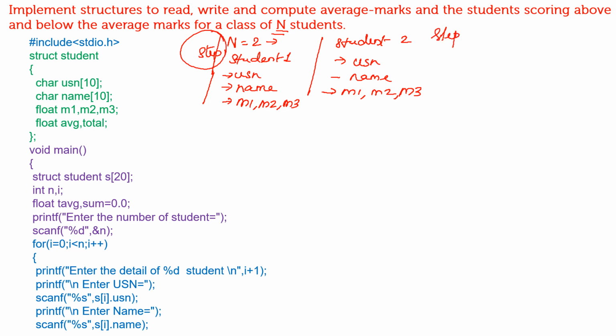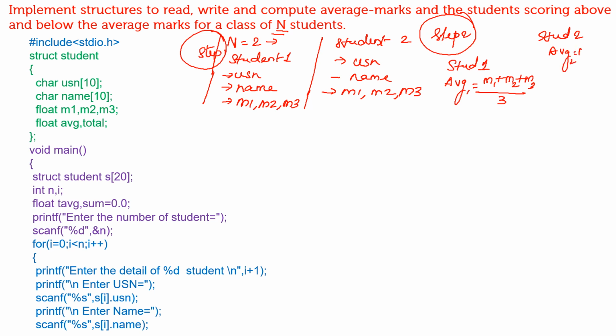Now step 2, what will you do? Once you have given the marks, you are going to compute the average marks. Okay, so for student 1, what will be your average mark? Let me take average 1 is equal to M1 plus M2 plus M3. How many subjects do you have? 3, right? So divided by 3. Similarly, for student 2, what will be your average? Average 2 is equal to M1 plus M2 plus M3 divided by 3.